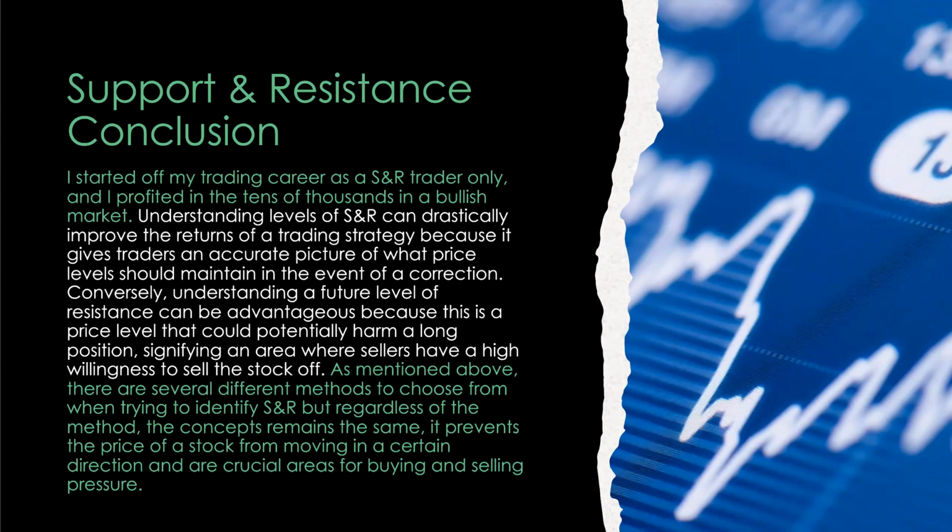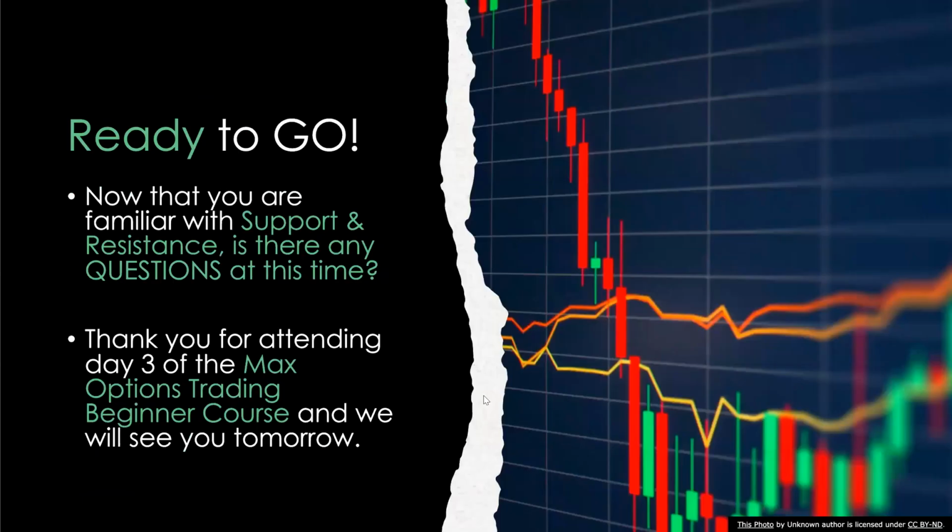Support and resistance stops the price of a stock from moving in a certain direction, and they're crucial areas of buying and selling pressure. That's exactly what it is. And that's it. Ready to go.